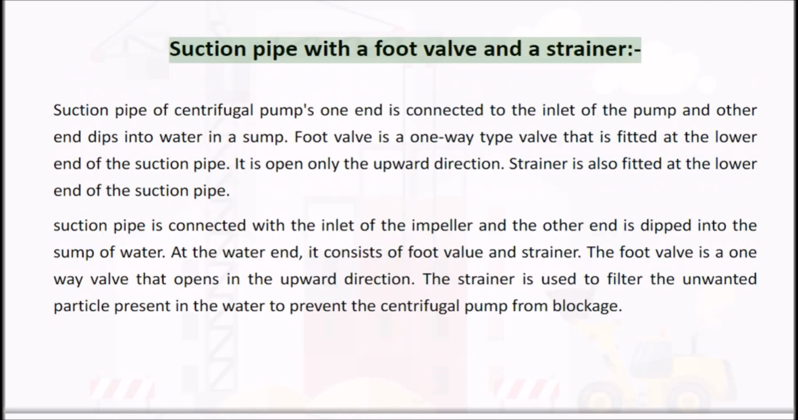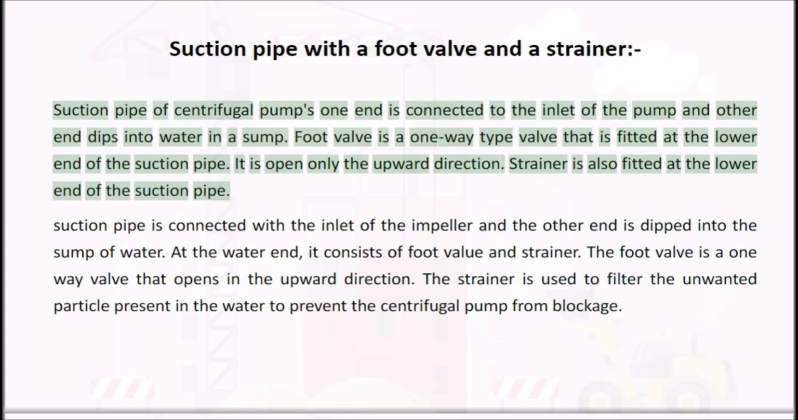Suction pipe with a foot valve and a strainer. Suction pipe of centrifugal pumps: one end is connected to the inlet of the pump and the other end dips into water in a sump. The foot valve is a one-way valve that is fitted at the lower end of the suction pipe. It opens only in the upward direction. A strainer is also fitted at the lower end of the suction pipe.